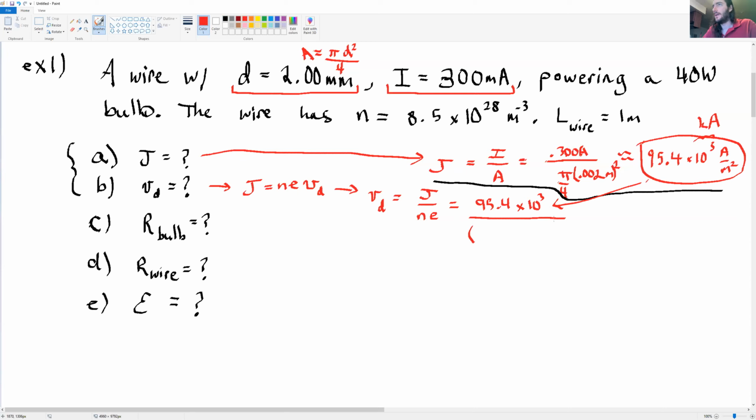And then the density of free charge carriers is this information here. So 8.5 times 10 to the 28. And then we also need to divide by the charge, 1.6 times 10 to the minus 19. And I see we have a question, so go ahead.